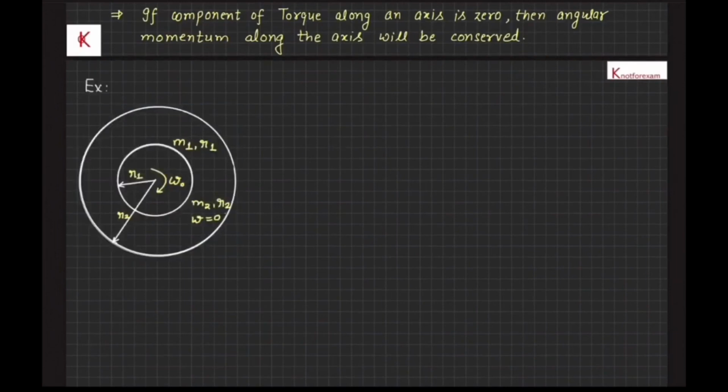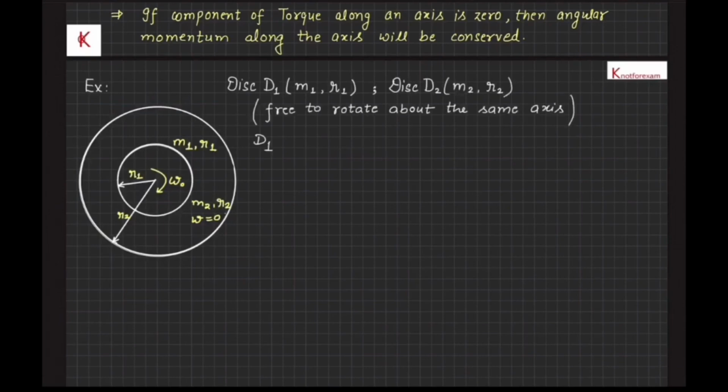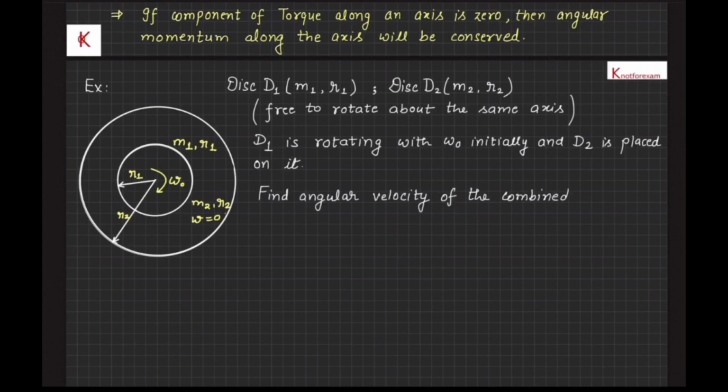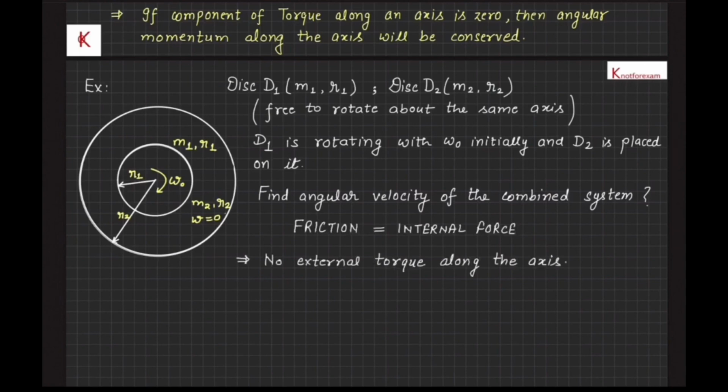Let in this example there are two disks D1 and D2 of mass m1 and radius r1 and mass m2 and radius r2 respectively, which are free to rotate about their axis. Disk D1 is rotating with angular velocity omega naught initially, and disk D2 is placed on it from rest. We want to find out the angular velocity of the combined system. Since friction is the internal force, its net torque will be 0 about the axis, and therefore there will be no torque along the axis.